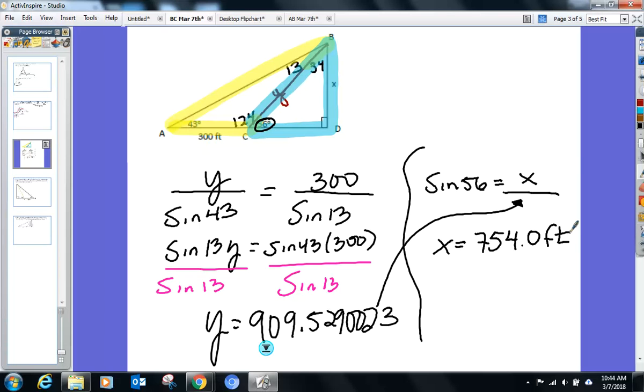So be prepared when you do these double triangles. You're not going to be able to find the actual side right away. You're going to have to find a different side.